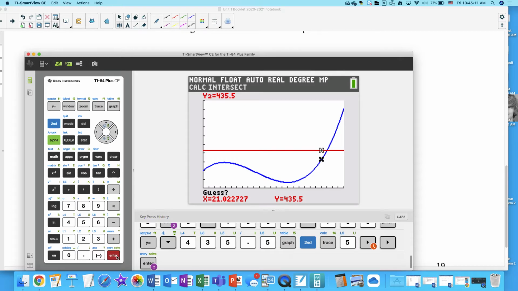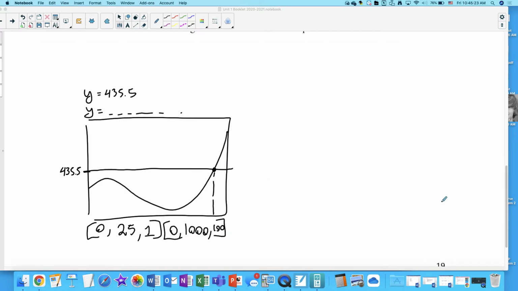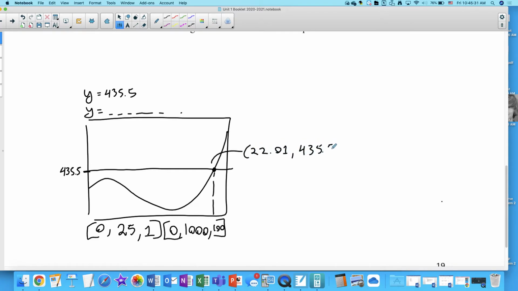Okay, so this is the point, 22.01, 435.5. And so if we want to know when does this happen, we would say, oh, to the nearest second. Okay, so to the nearest second, we can just say at 22 seconds.